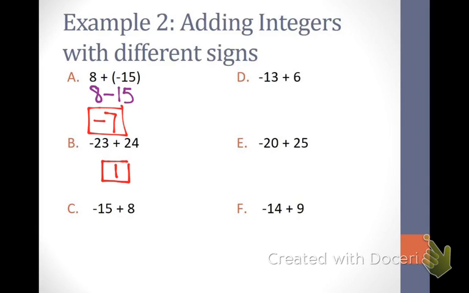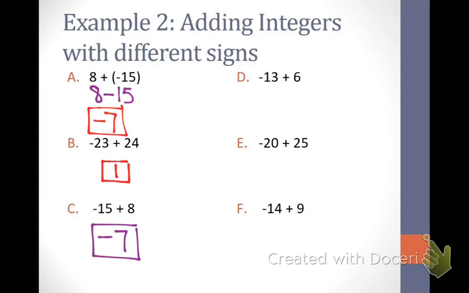Try to solve C. Again, I can recognize that they are different signs. 15 is negative, 8 is positive, so I subtract them and take the sign. Why is my answer negative 7, not positive 7? Very good, because 15 is the larger absolute value and it's negative. All right, go ahead and solve D, E, and F, following the same rules, okay?